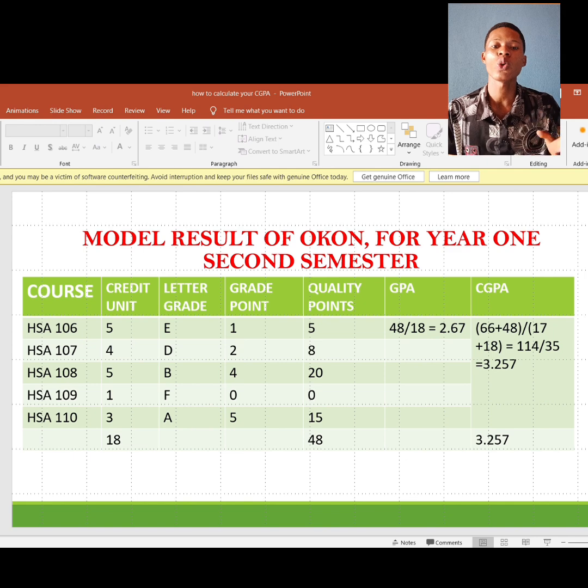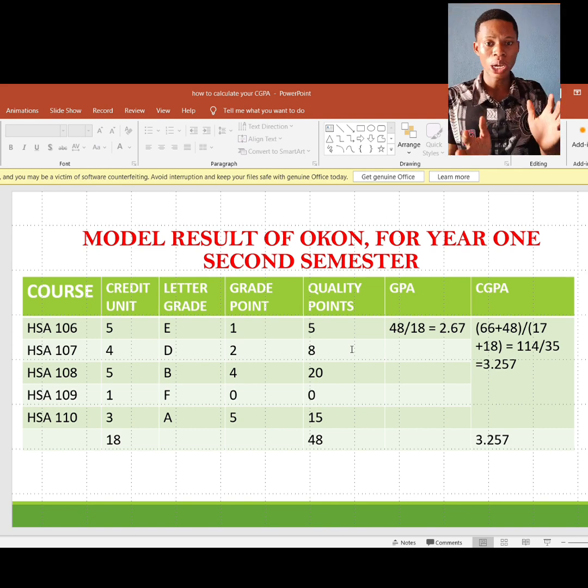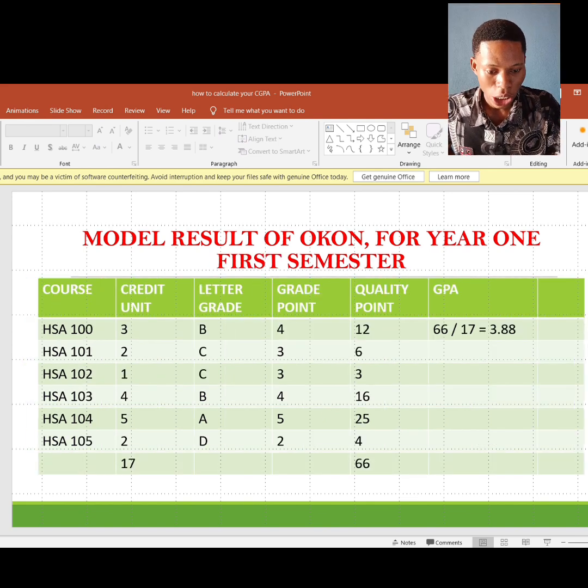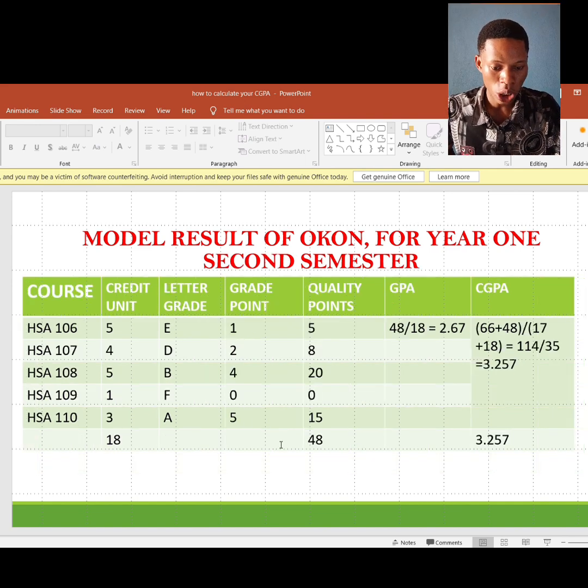So what is the right way to be done? That is why I'm making this video. The right way is to add up the total quality points for both semesters. So if you are just calculating your CGPA for year 1, all you need to do is add up the total quality points for both semesters. Recall with me now that the total quality point for first semester was 66, right? For second semester, the total quality point is 48. So you do 66 plus 48.